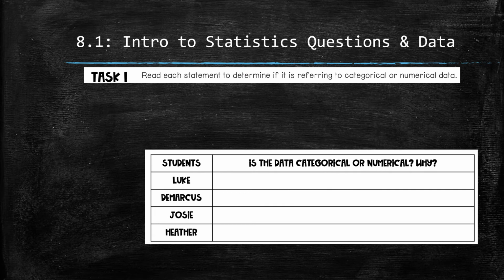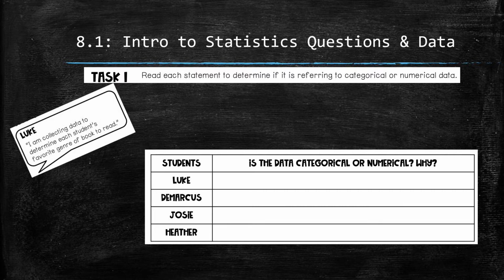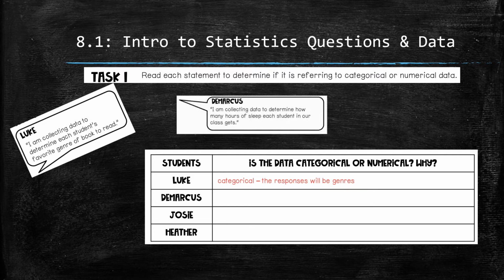Task 1, we're going to look at a few statements and determine if they are referring to categorical or numerical data. First off, we have Luke, and his statement is, I'm collecting data to determine each student's favorite genre of book they like to read. Since we're dealing with genre of a book, we're dealing with categories, so it's categorical. DeMarcus: I'm collecting data to determine how many hours of sleep each student in our class gets. Hours refers to a number value, so it is numerical.